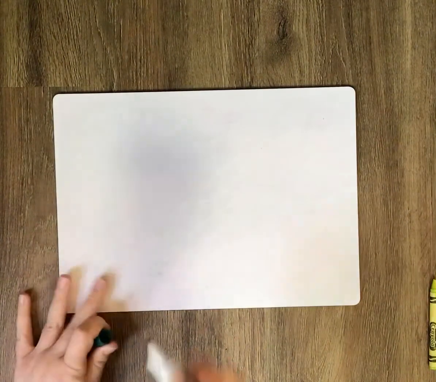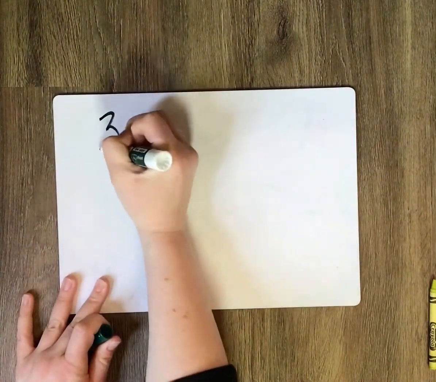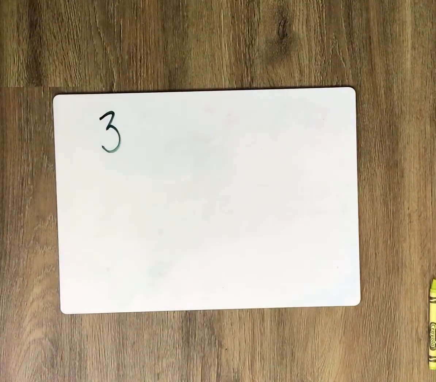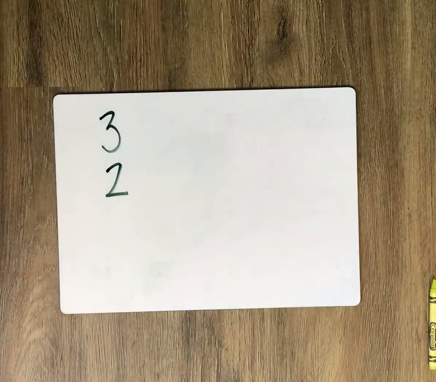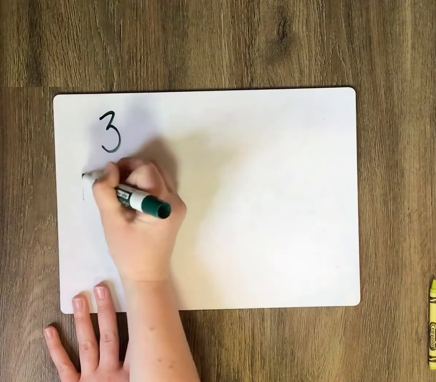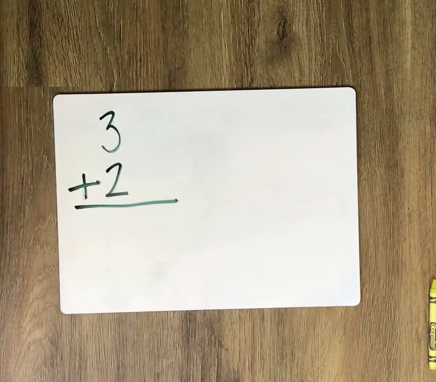All right, so we know so far that we have 3 yellow freeze pops and 2 green freeze pops. So 3 and 2. And they asked us, how many do we have in all? So that tells me, if my thinking cap is turned on, that in all means how many do we have all together? So this is an addition problem. So 3 plus 2 equals blank.